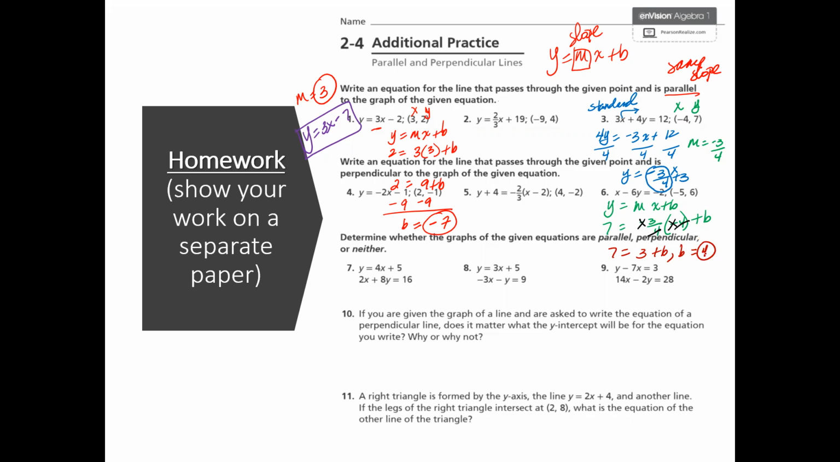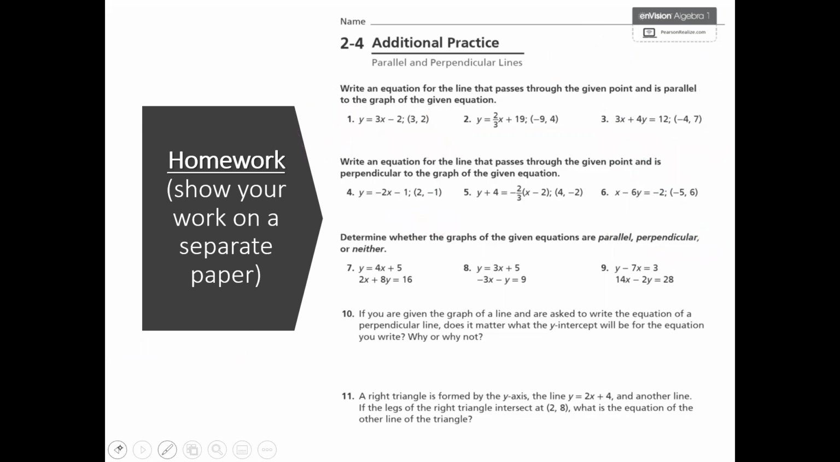Now that I have the 4 for b and the negative 3 over 4 for m, I can plug this into my equation. So my equation for number 3 is y is equal to negative 3 over 4 x plus 4. And that is my equation. All right, let's go on to the next part.